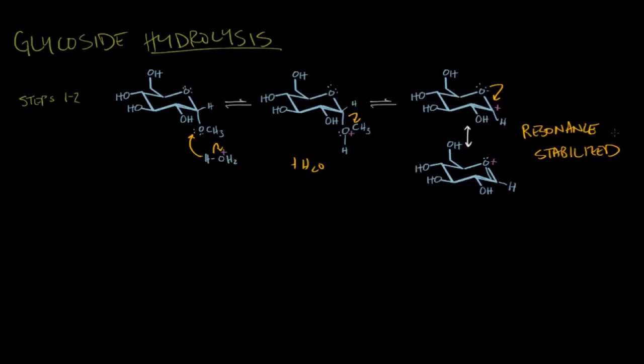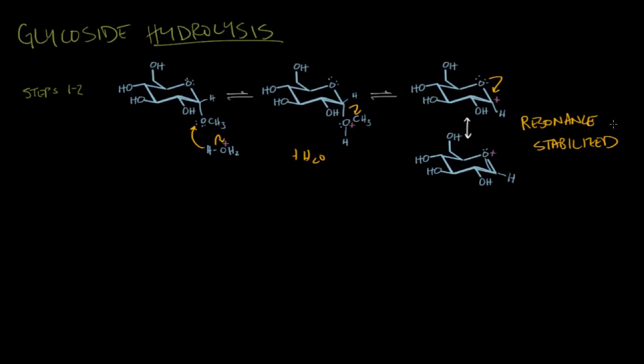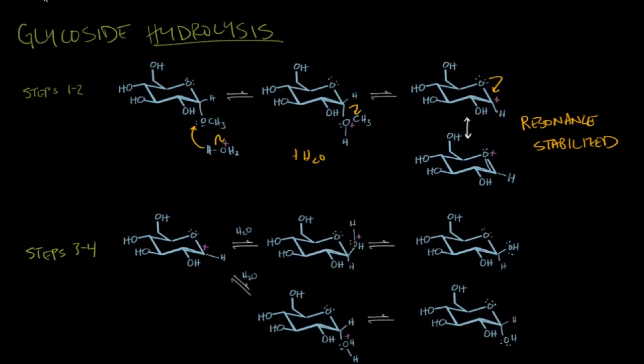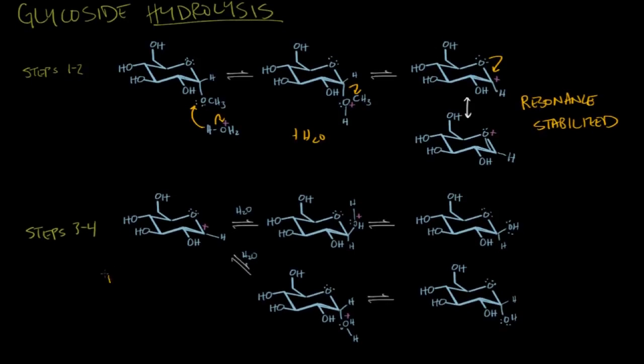So again, the beginning of steps 3 through 4 with glycoside hydrolysis is going to be a planar carbocation. So again, we've got a planar carbocation right here. And what that means is that the water that comes in is going to be able to nucleophilically attack above or below this molecule. So again, we've got the above and the below, and we'll see what happens. We've got an H2O that comes in right here.